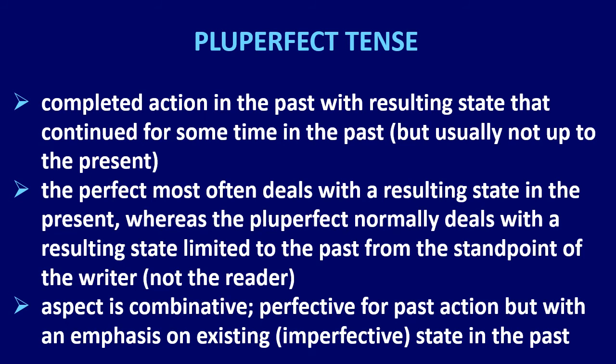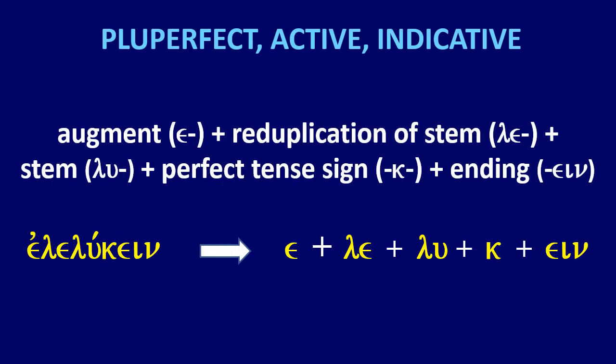It's just that both the past action and the resulting state are in the past. So they're looked at as both past. Whereas perfect tense, it's past action with a resulting state that is most often in the present. And so that's the pluperfect tense form in terms of significance. So that's the meaning and significance of the pluperfect.